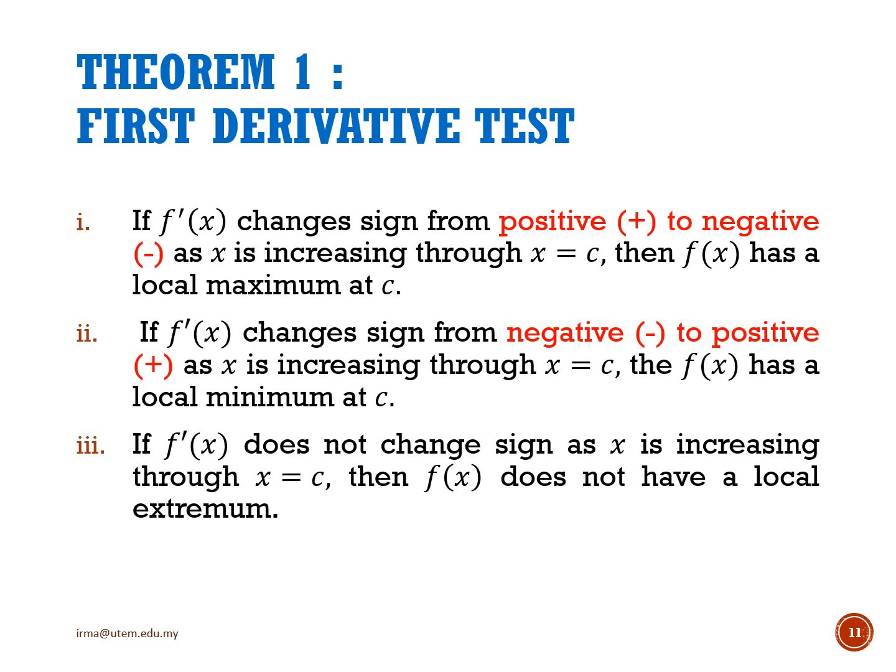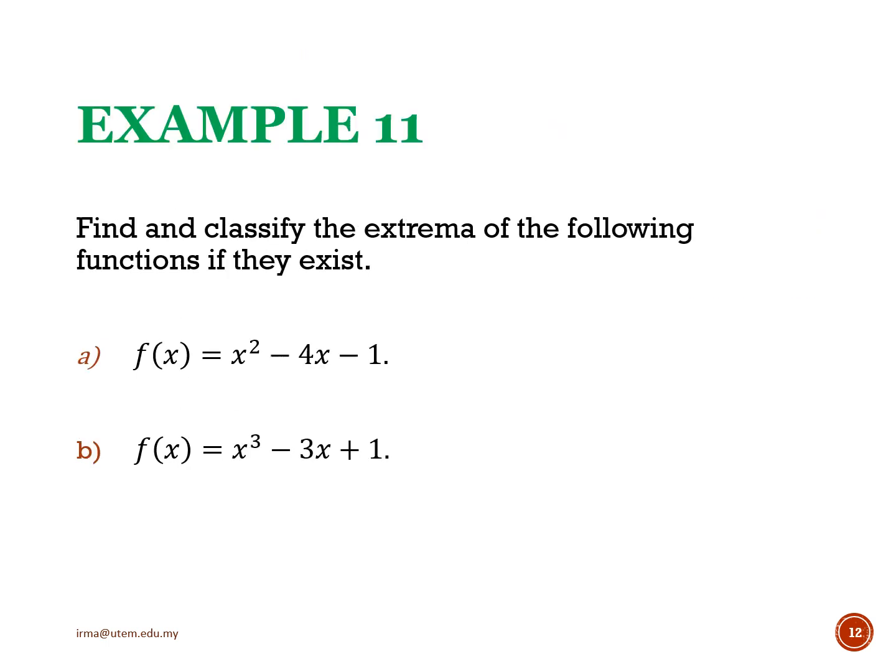So this is theorem 1, which is the first derivative test. If f prime changes sign from positive to negative as x is increasing through x equal to c, then f x has a local maximum at c. Meanwhile, if f prime x changes sign from negative to positive as x is increasing through x equal to c, then f x has a local minimum at c. If f prime does not change sign as x increases through x equal to c, then f x does not have a local maximum. Alright, so let's look at this example.